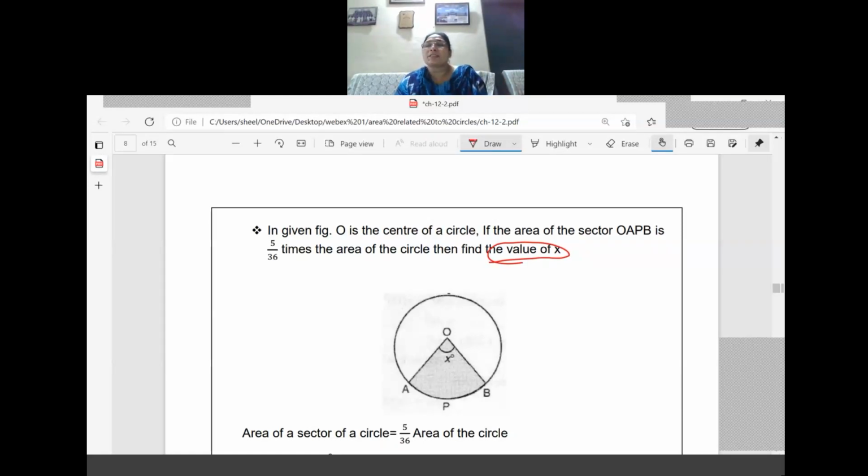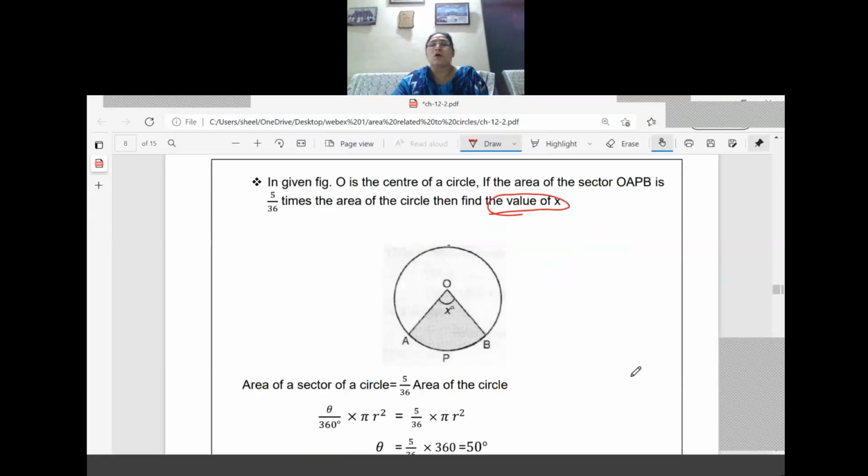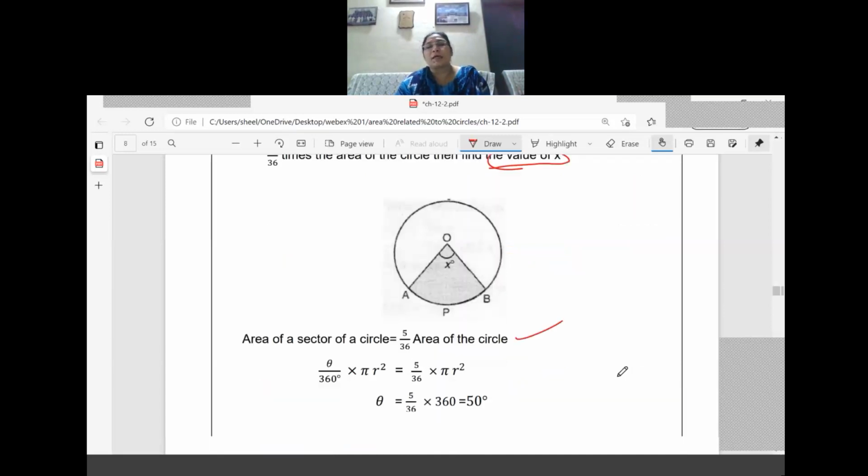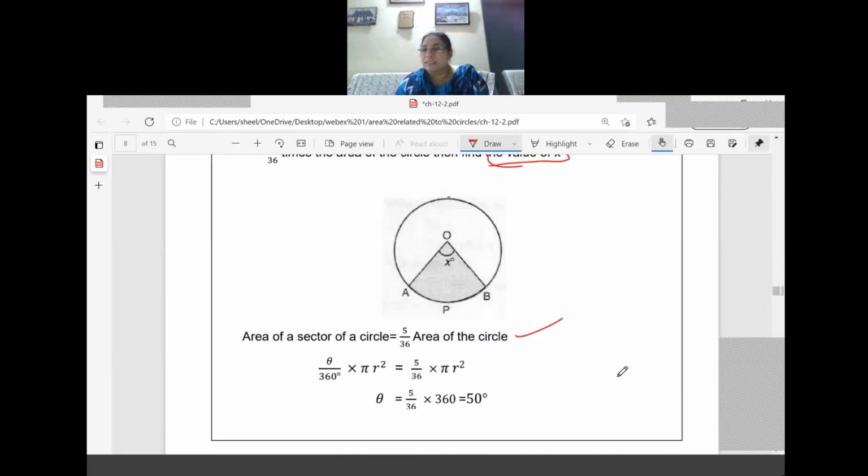Now area of the sector OAPB is 5 by 36 times area of the circle. So one condition is given in the question. What is the condition? Area of the sector is equal to 5 by 36 of the area of the circle. So we made the equation there. Area of the sector of the circle, that means OAPB. What is the area of the sector? If you check the figure, it is OAPB only. That is in a relation with the circle. How many times?